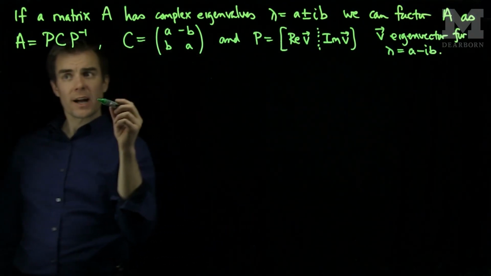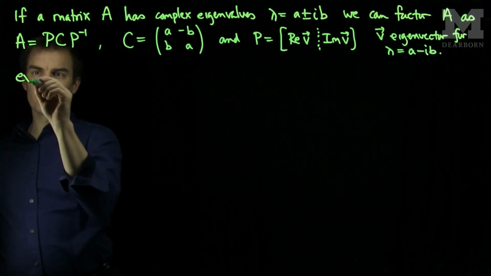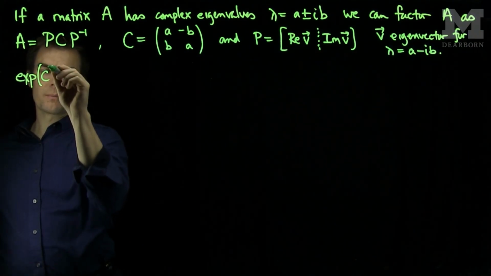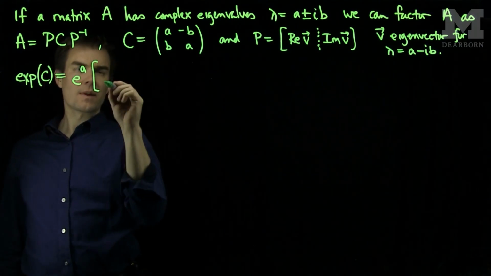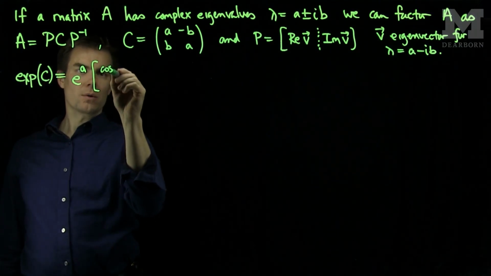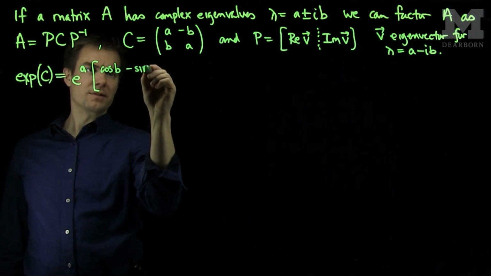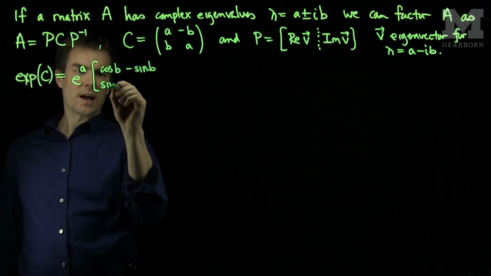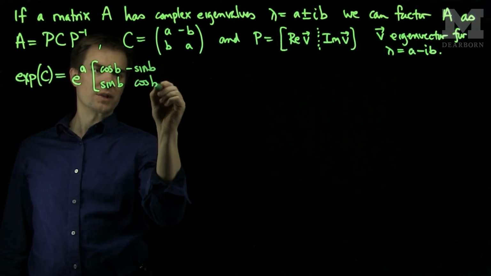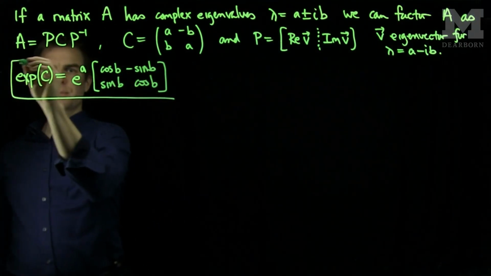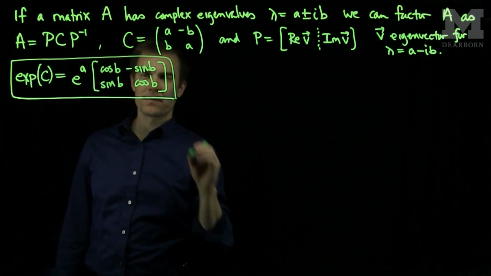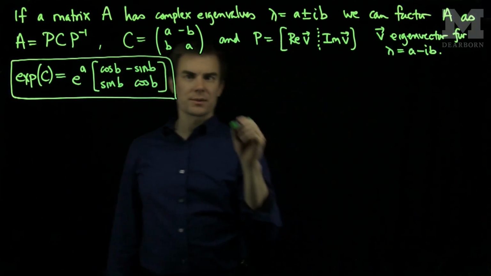We can compute the exponential of C using Euler's formula. We'll use the fact that the exponential of the matrix C is e to the a times the matrix cosine b, negative sine b, sine b, cosine b. We'll need to use this fact when computing the exponential of a matrix A. So let's see an example of this.